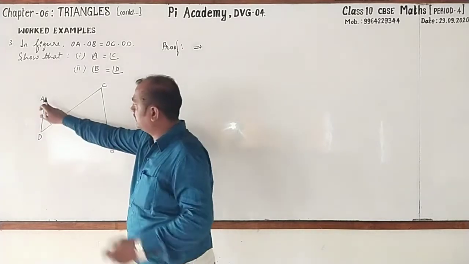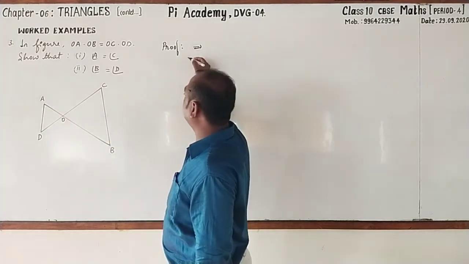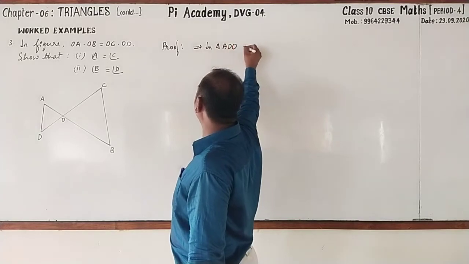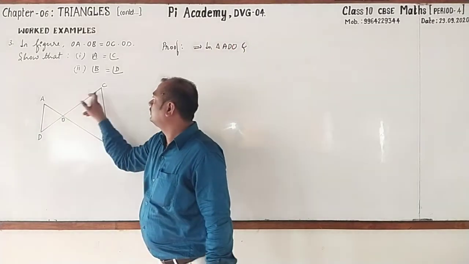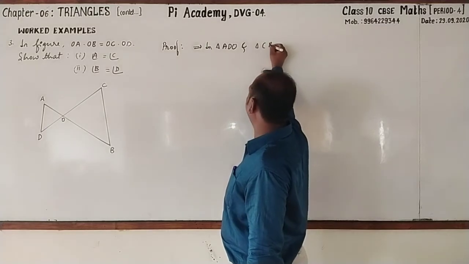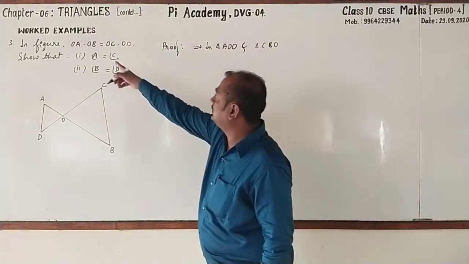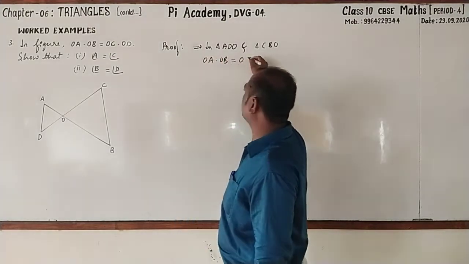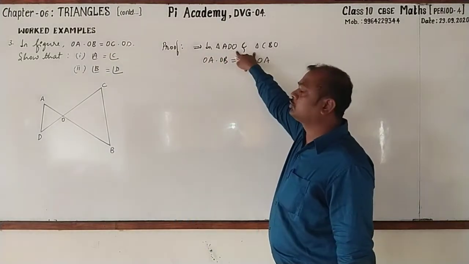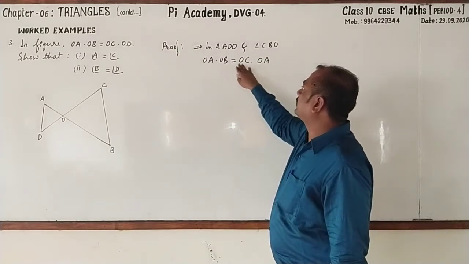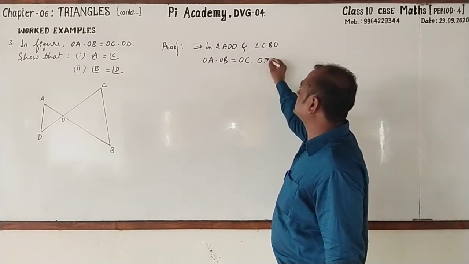hence we can take triangle ADO and triangle CBO. They have only given the corresponding vertices. They have given the statement that OA into OB is equal to OC into OD. You may write the two triangles at last also. OA into OB equals OC into OD. This is from data.